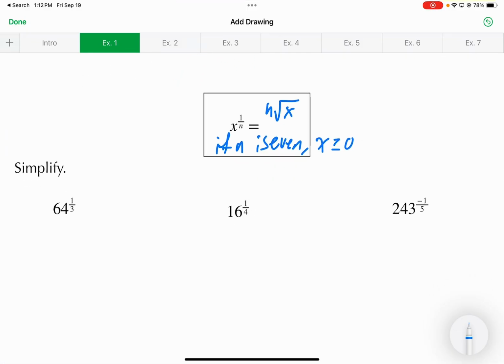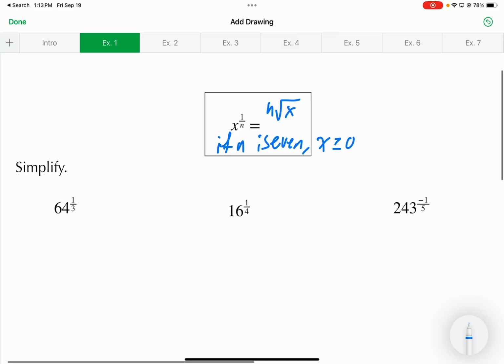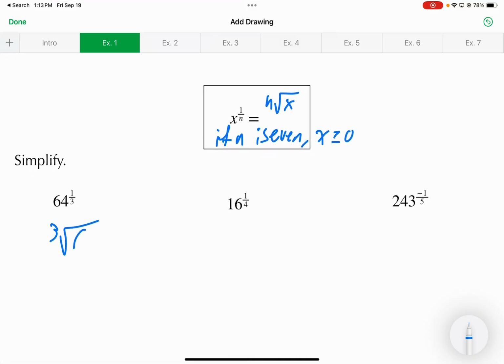Now, this is going to be a good mental exercise to see how well we know our powers of 2s and 3s and 4s. First one, 64 to the 1/3 power. That'd be the same as the cube root of 64. Is 64 a perfect cube? What is it? 4. 4 times 4 times 4 does indeed give me 64. I bet you guys probably know these better than I do, honestly.